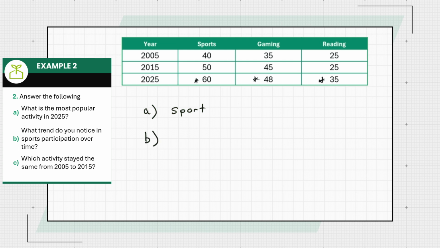B, what trend do you notice in sports participation over time? A trend is basically a change that is noticeable, or a pattern that we can recognize, and in this case, participation in sport is increasing. Okay, it's an increasing trend. If it were going the other way, if it were going from 60 to 40, it would be a decreasing trend.